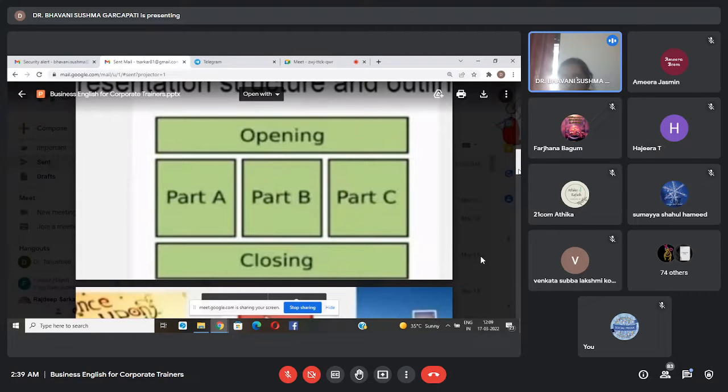At last you are going to finalize. You want to conclude the overall topic, the overall presentation. So like that you have to divide your presentation. First of all you have to introduce yourself. Second, you have to speak some introductory part of that particular topic. The next part will be the whole content you have to cover, and the next one, part C, is your conclusion. So at last, closing.